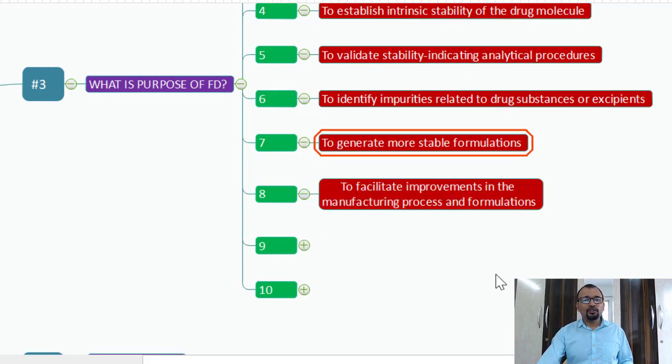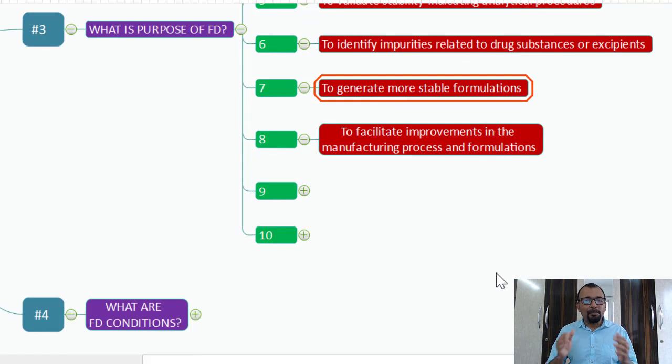The next point is to facilitate improvements in the manufacturing process and the formulations. So forced degradation is also going to help you understand what your manufacturing processes and conditions must be so that degradation will not happen, or if they are susceptible to degradation, how you can control it to the minimum possible with appropriate manufacturing processes and formulations.